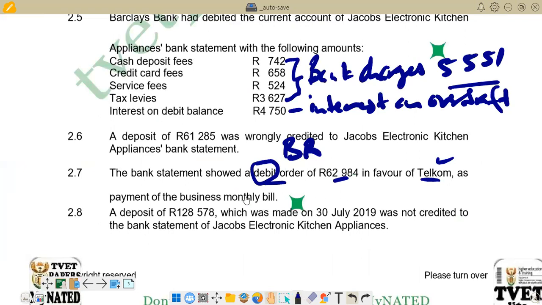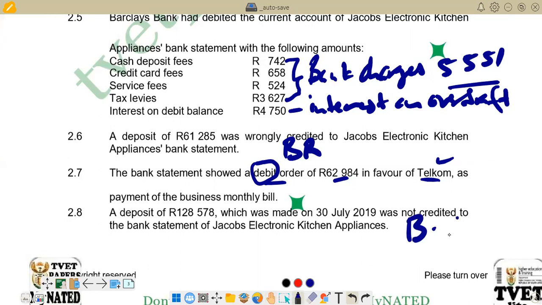Right. From this telephone bill we go to 2.8: a deposit of 128,578, which was made on 30 July 2019, was not credited to the bank statement of Jacob's Electronic Kitchen Appliance. So this deposit is already there in the cash book. Remember, whenever we issue a deposit, we record it there, and then we are being told that it's not yet recorded in the bank statement, so we are going to correct it on the bank statement. So this one will affect the bank statement.